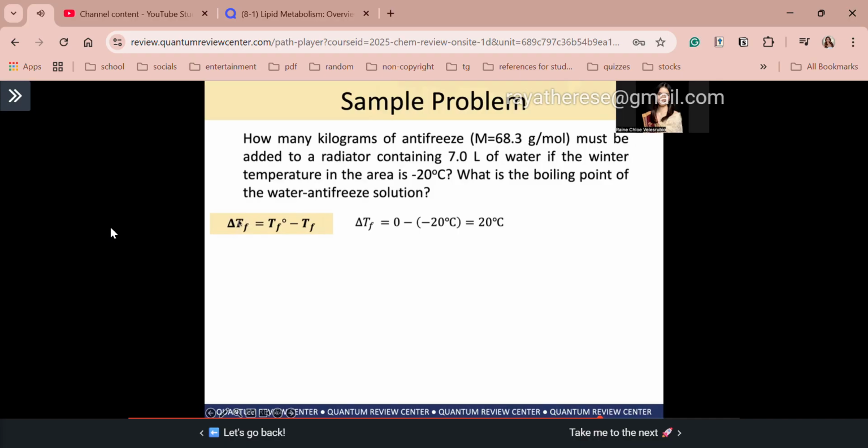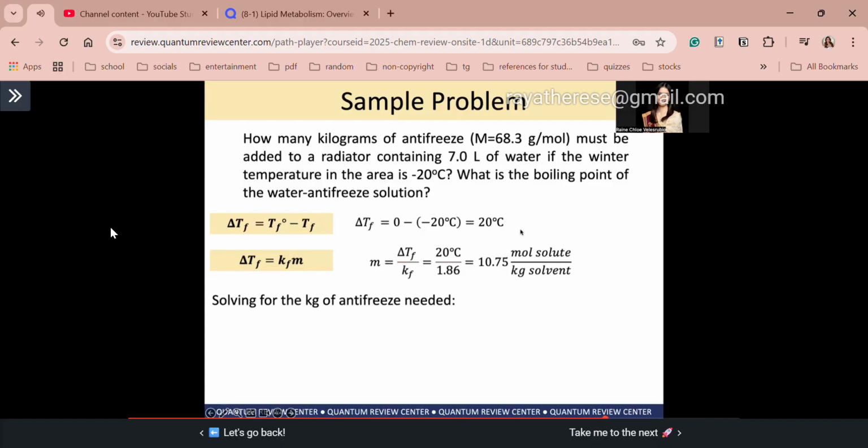So first guys, let's solve for change in Tf using this equation. We know that the freezing point of pure water is 0 degrees Celsius, right? So that is 0 minus negative 20 degrees Celsius. We get 20 degrees Celsius for our change in freezing point. Solving for the molality using the freezing point depression equation. So we transpose molality, we get change in Tf over Kf is equal to 20 degrees Celsius divided by 1.86 degrees Celsius over molal. Okay? So guys, again, given constant ito, and that is equal to 10.75 mole solute over kilogram solvent.